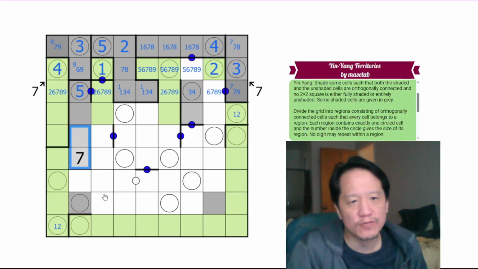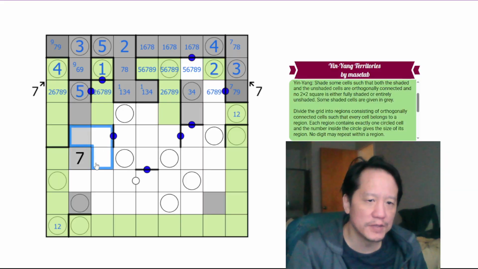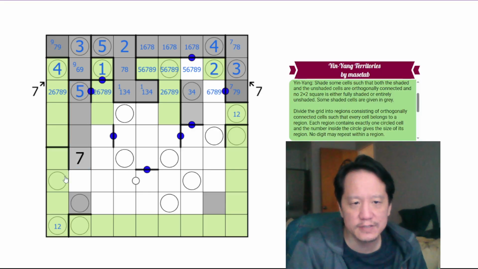This has to be part of the region. If it's not part of the region, then it has to go around, but then it would have to go around here. And therefore, this would be a 2 by 2 area that's all shaded. So this is all part of the same region. Oh, obviously this is not.